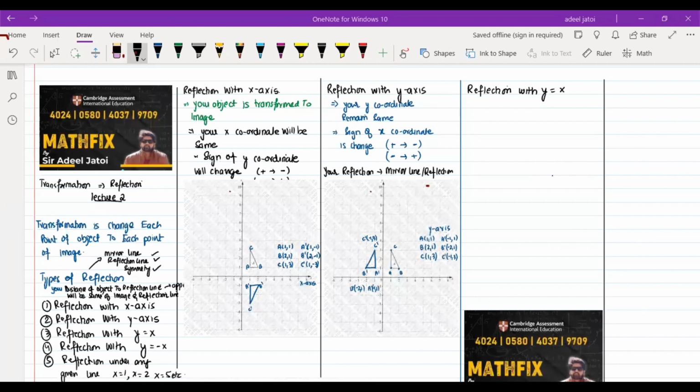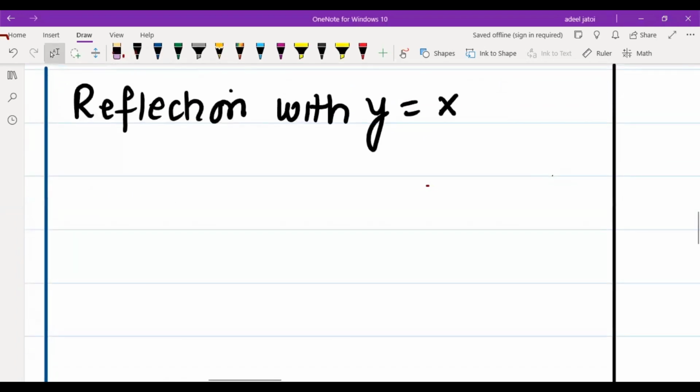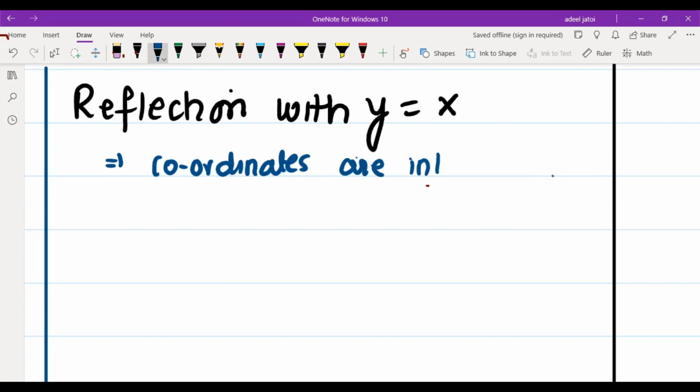Moving further with the topic, now let's work on reflection with y is equal to x. Considering reflection with y is equal to x, you need to understand that your coordinates are interchanged here.